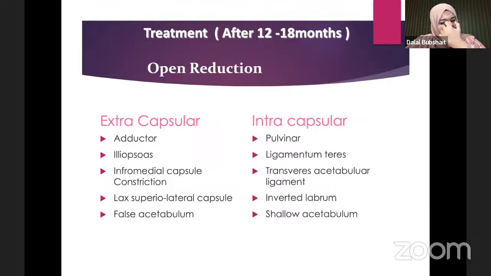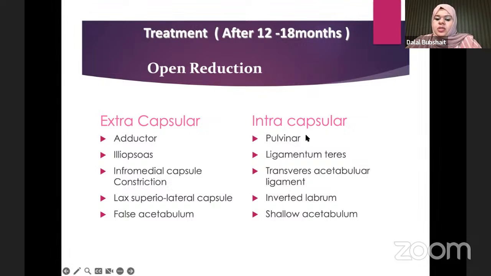Once the child is older than 12 months, closed reduction will usually not give a good result because of the contracted soft tissue, like the ones that are mentioned here. So we need to do an open reduction. When we do open reduction, the extracapsular structures that need to be released are the adductor muscle and the iliopsoas muscle. We have the inferior medial part of the capsule that is constricted, and the lax superior lateral part that needs some sort of capsulorrhaphy. We have the false acetabulum extracapsular that needs to be inverted in.